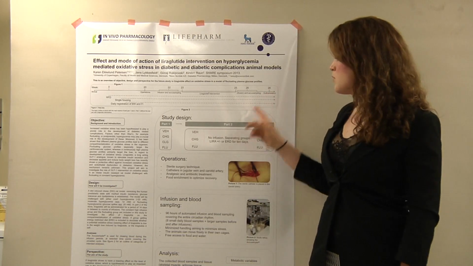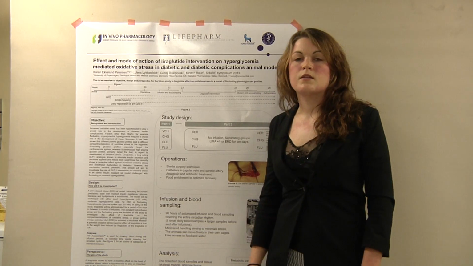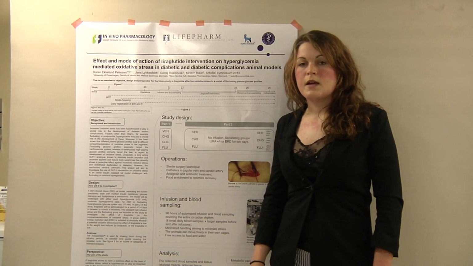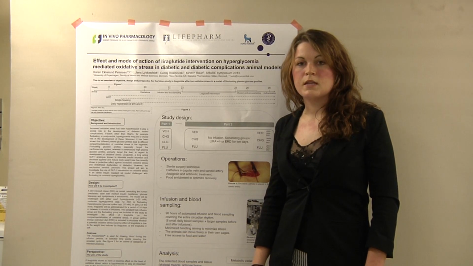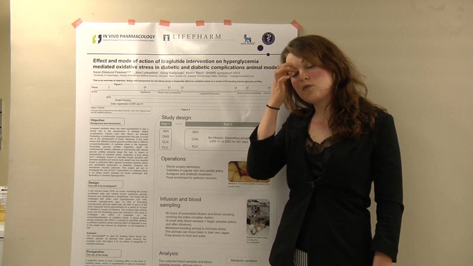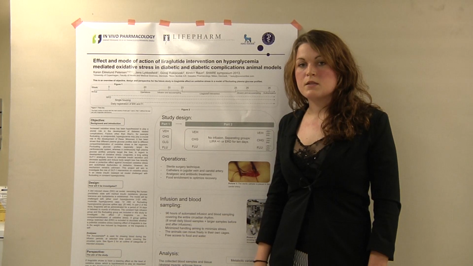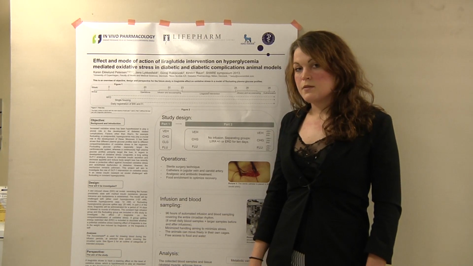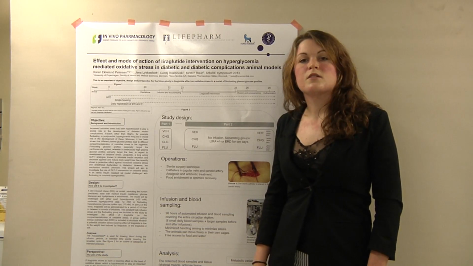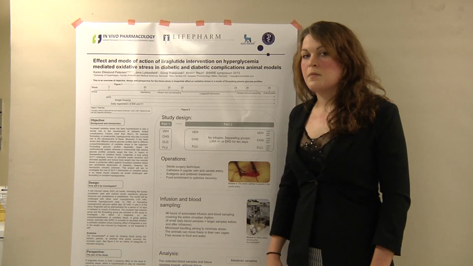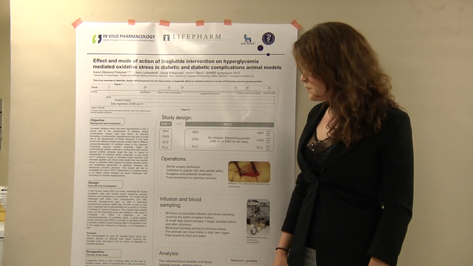After this, the animals are euthanized, tissues are collected, and blood is analyzed for glucose and insulin, whereas the tissues and some of the blood samples are analyzed for oxidative stress markers, markers of antioxidant activity, and markers of endothelial function.